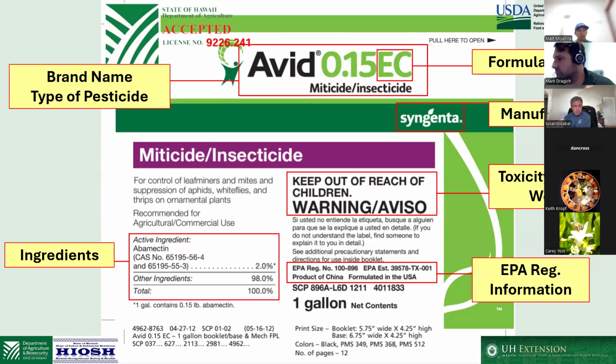Another label here, same kind of deal. I'll go through this quickly because we only have 20 minutes. But key things here, all the information's there. This one also has CAS numbers associated with the active ingredient. Usually you'll find that on the SDS, not the label, but this one is helpful.